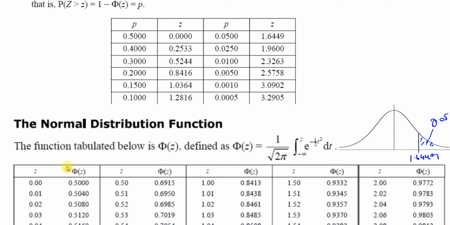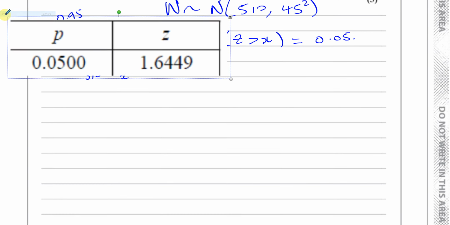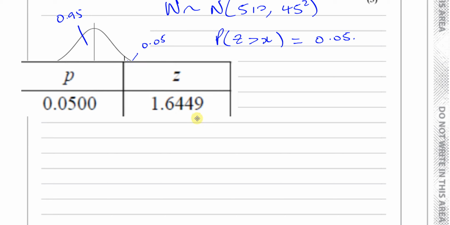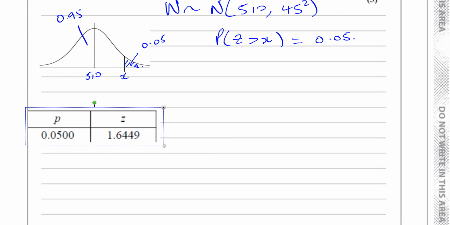So I'm going to use this value over here, and find what we need to find from that. So we have the Z value here is 1.6449. Now we have to, you can say, undo the standardization. So we know that Z is equal to X minus the mean over the standard deviation. That's how you standardize a score.